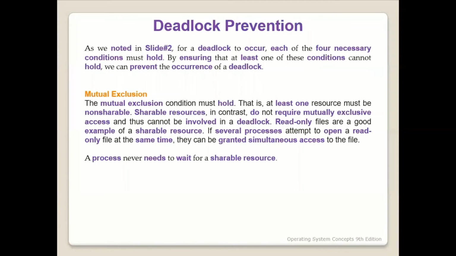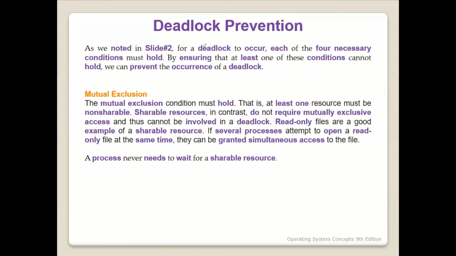What the 4 conditions are telling us is that by ensuring at least one of the conditions cannot hold, there is no deadlock. That's the meaning of it. If all the conditions occur, then you will have a deadlock. If at least one of these conditions does not hold, then we don't have a deadlock. So that's the thing we are going to discuss now.